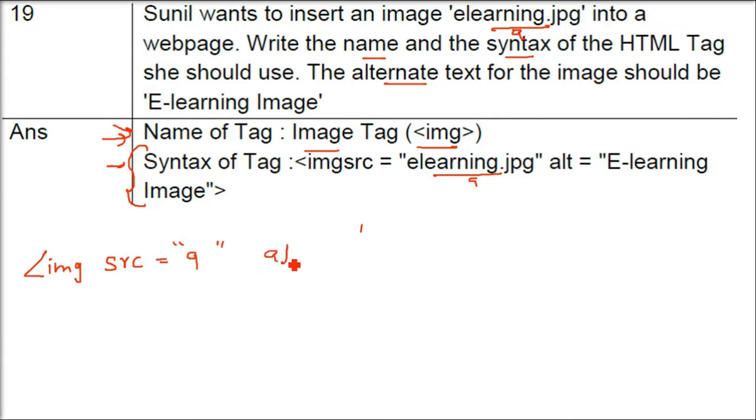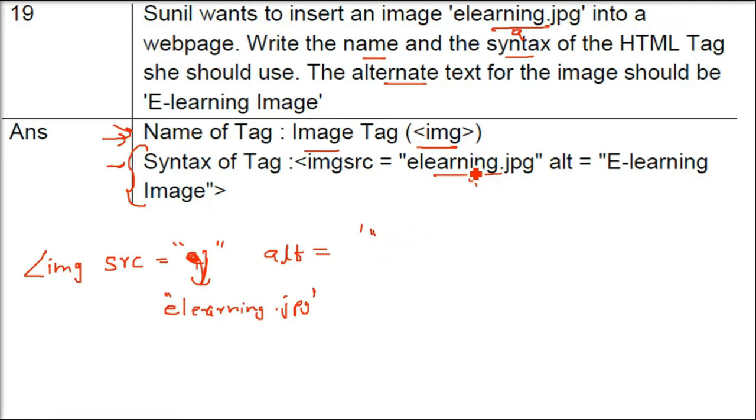Now you have to write the alternate text. They have also given the alternate text. So ALT, and then you have to write the whole thing. You have to write SRC elearning.jpg here. And if there is some path, then you have to specify the path also, because in the question it is not being given. So we are just writing the image name.